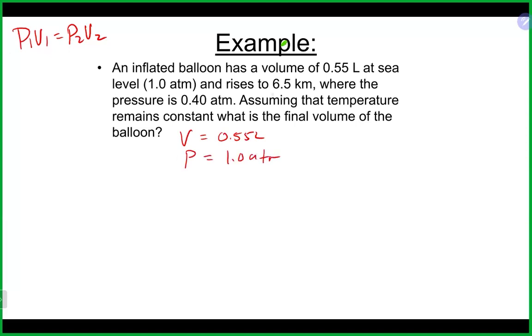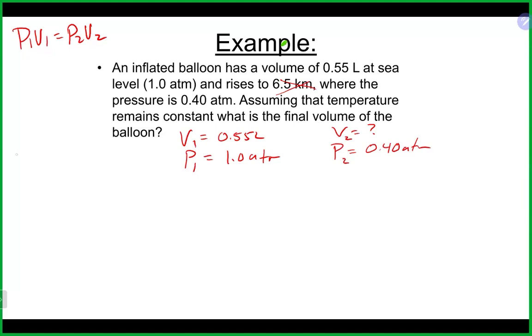It rises to 6.5 kilometers, which is not useful at all in this problem. We have another pressure of 0.4 atmospheres, and we are looking for a final volume here. So if you look at it, you can see Boyle's law in front of you, and it will point you. It doesn't matter which ones you make 1 and 2. Typically, just in the way it's ordered in the problem is what we call 1s and 2s. So call those guys 1s, this side 2s.